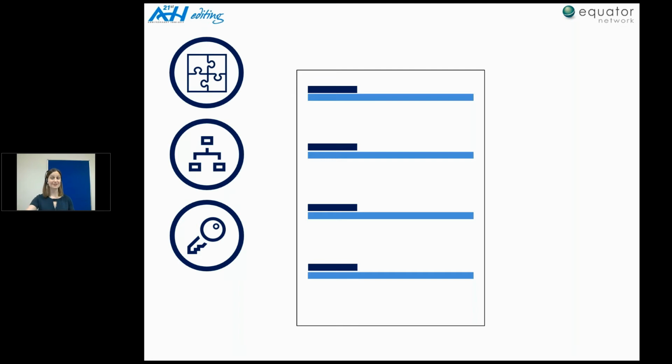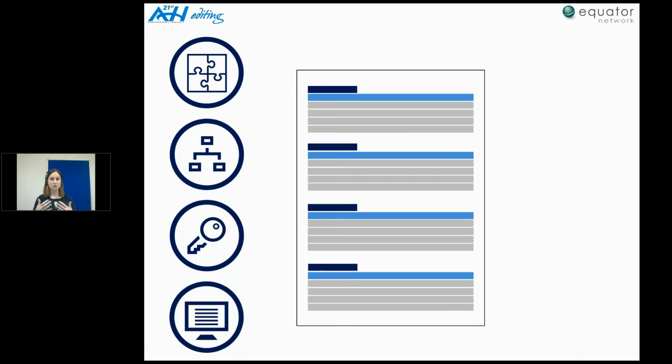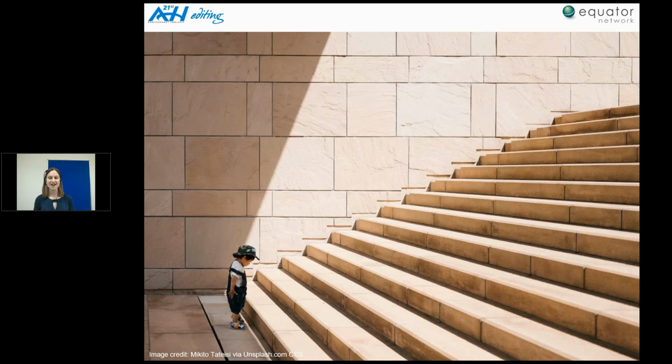So that's all you need to do next, right? Is just fill in the text. Just write what you need to explain under each subheading. That's sounding like a fairly big task, right? It's still a fairly overwhelming task. Where do you even start?